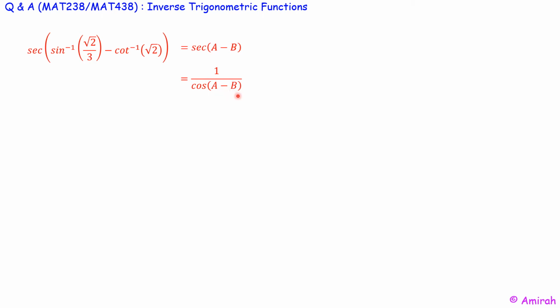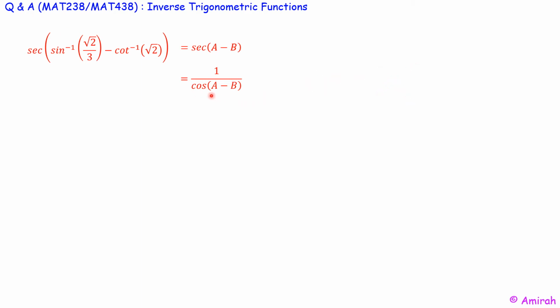Some students write it like this: 1 over cos, and then in brackets A minus B. But this is wrong. So please be careful because this is actually a very common mistake. Please don't ever write like this. The angle must be beside the trigo function.